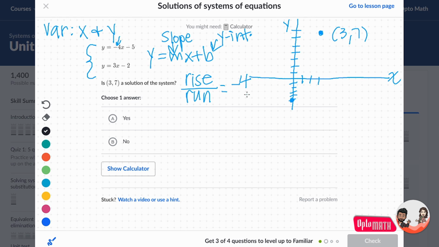And if you want to think about it as the run, you could think about it as 1, because if you divide something by 1, it stays the same. So we're going to go down 4 over 1. Another way to think about this is go up 4, left 1. So either way, these are equal. Let's go up 4, left 1 because of how our graph's made. I don't want to have to make a lower graph.